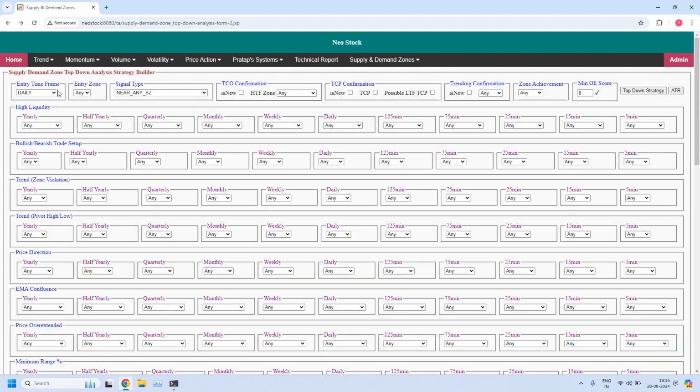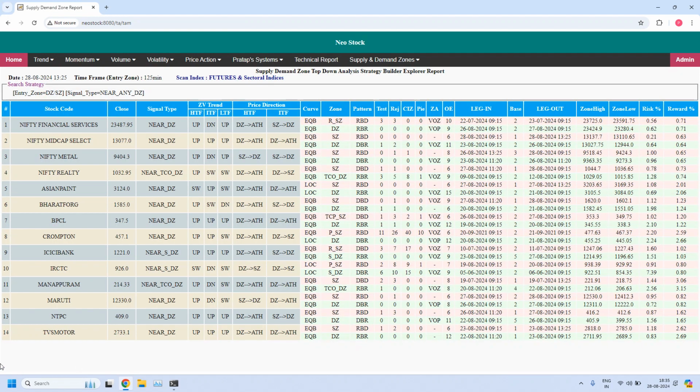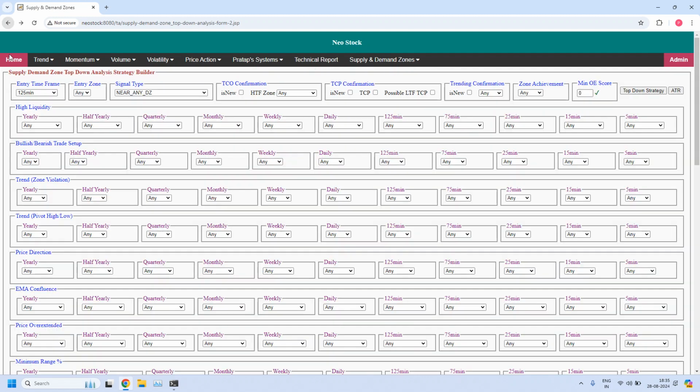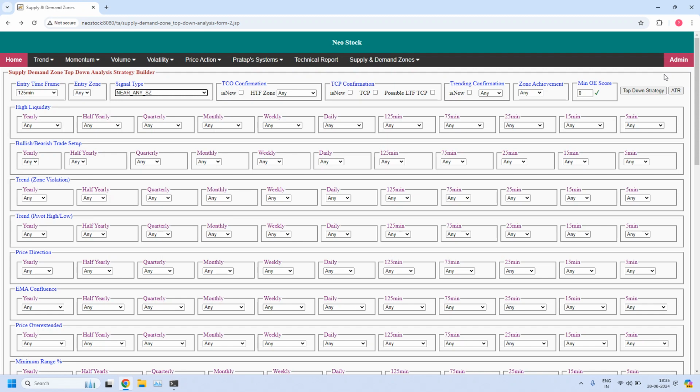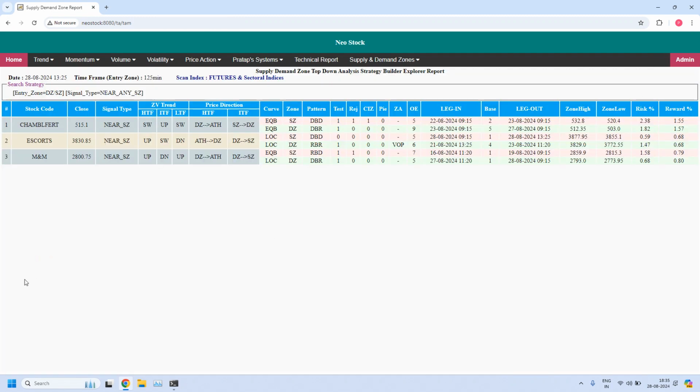So the next time frame is 125 minutes. Let us find the stocks near 125 minutes demand zone. 14 stocks are filtered near to the 125 minutes demand zone. The next report for 125 minutes time frame, let us find the stocks near 125 minutes supply zone. Three stocks are filtered.